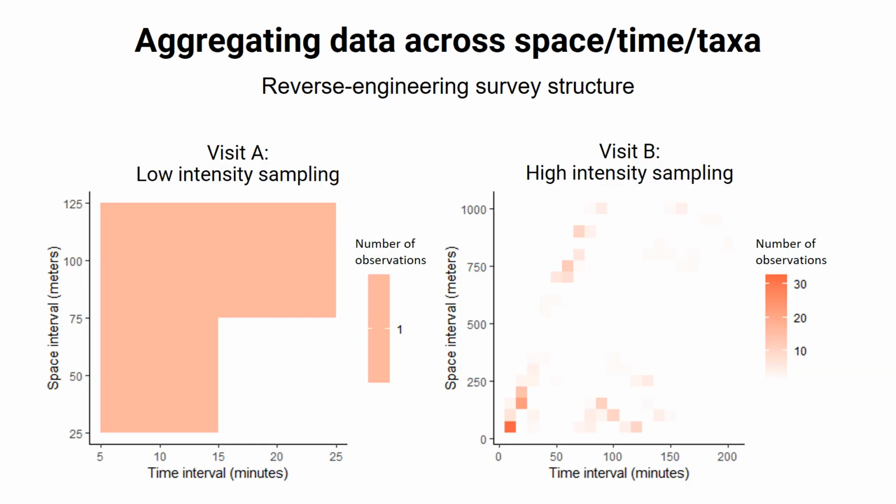Doing so enables data users to characterize observation events based on attributes related to observation effort. For instance, this allows distinguishing the two observation events, A and B here, where visit A has generated a few opportunistic observations over approximately 20 minutes and 100 meters, while visit B looks a lot more like a comprehensive survey, generating more than 100 observations over nearly 3 hours and a 1-kilometer radius.